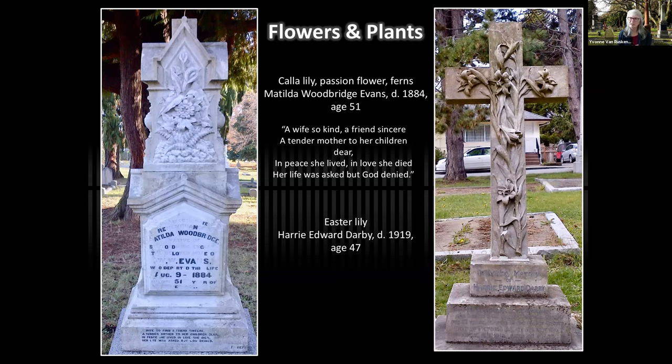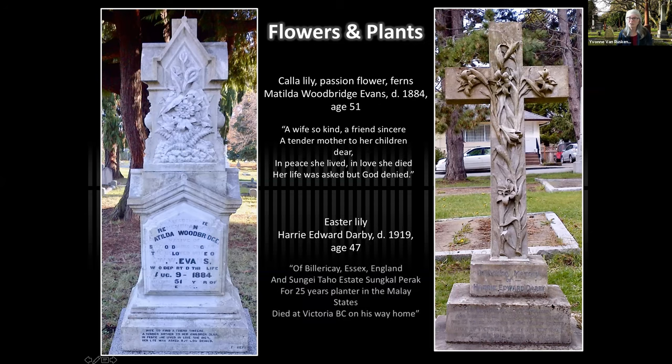The gentleman who's buried here, Harry, spelled I-E, Harry Edward Darby, died in 1919 at age 47, but he really had no connection with Victoria. As it says on the inscription at the bottom, he was on his way home to England. So we have this wonderful explanation of who he was and where he was coming from and where he was going. He's of Billericay, Essex, England, and Sungei Tahoe Estate, Sungei Perak, for 25 years a planter in the Malay States. He died in Victoria, BC on his way home.